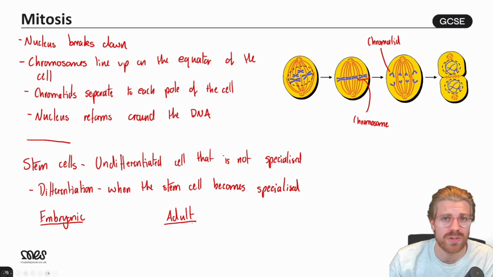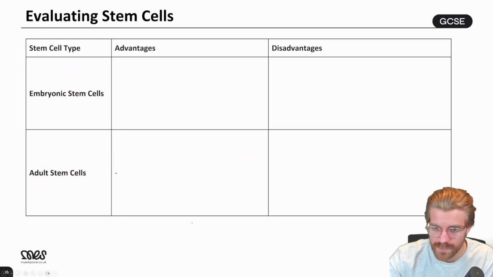Stem cells can also be used for medical treatments. Stem cells could be used to replace any damaged cells that have been damaged by a disease, perhaps. Now, different types of stem cells can be used in different ways. Let's take a look at the advantages and disadvantages of these different types of cell.